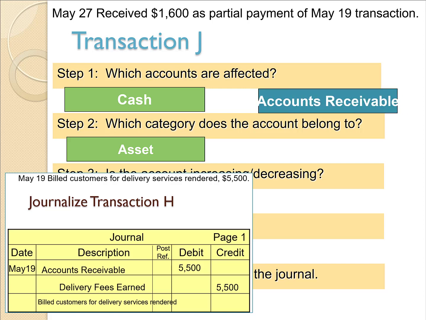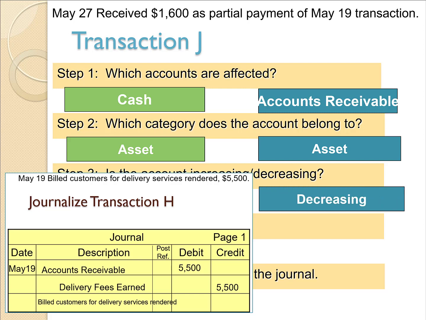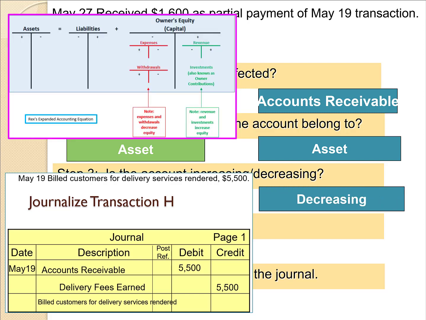And which category does accounts receivable belong to? It's an asset. And is it increasing or decreasing? Well, they owed us $5,500. They're now paying us $1,600 of it, so we have to lower or decrease accounts receivable. And how do we decrease an asset like accounts receivable? We credit it.